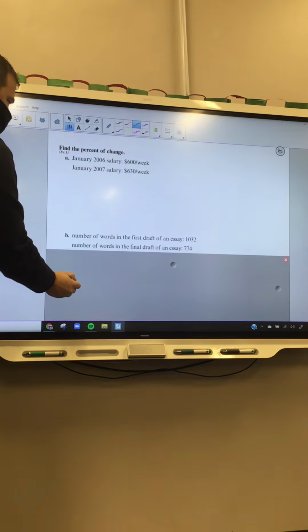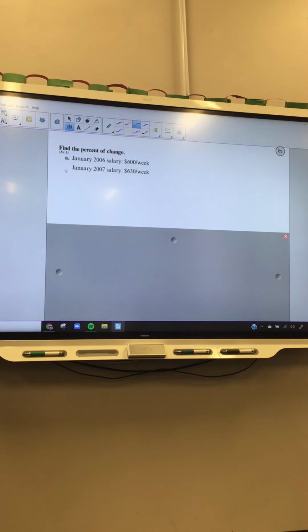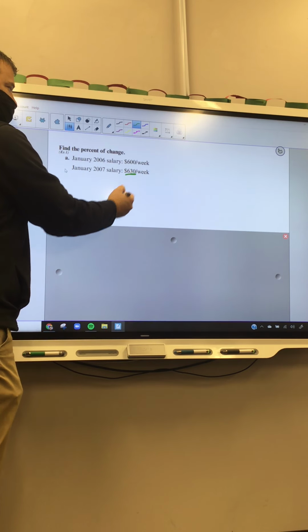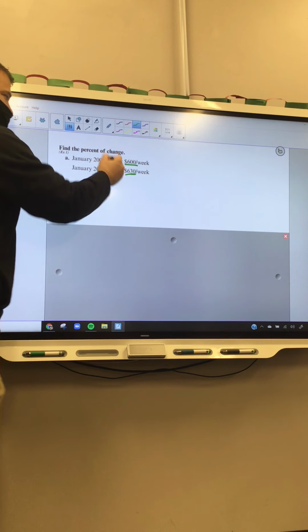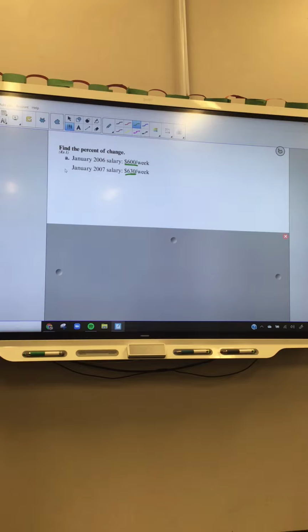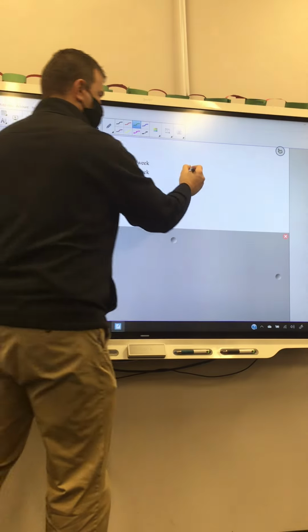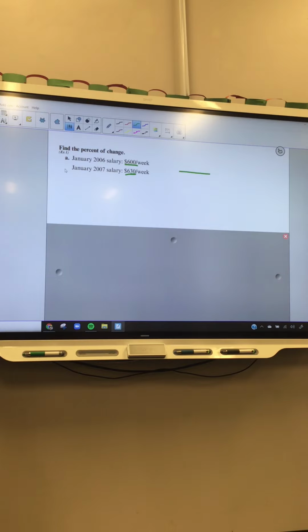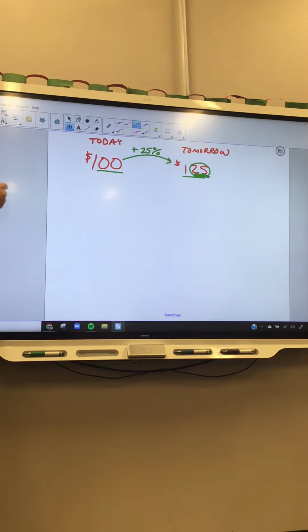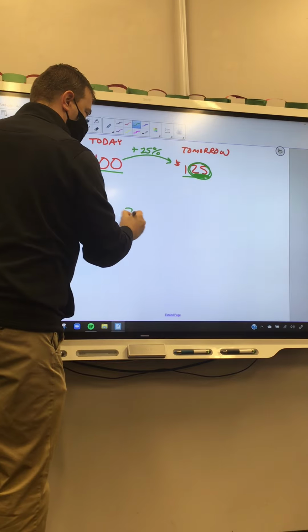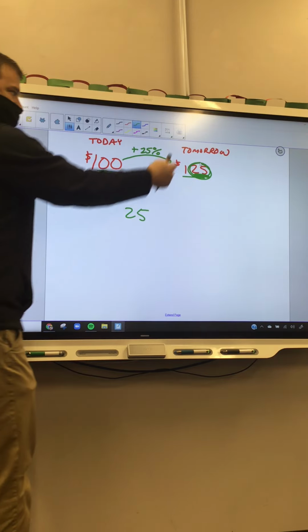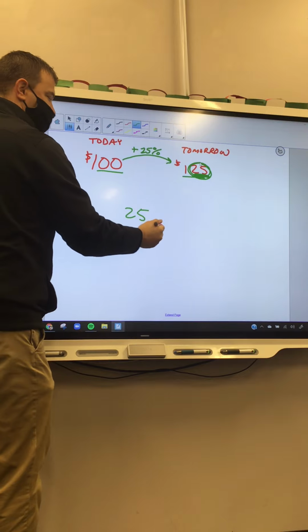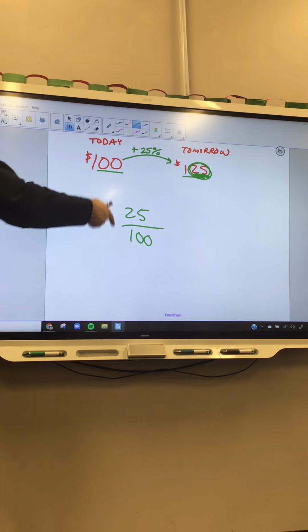So here's how this works. We've got somebody's salary. In January of 2006, their salary was $600 per week. A year later, they got a raise, so now we're going to $630 a week. From $600 to $630. Here's how you can always set this up. You're basically going to create a fraction, and then that fractional piece is going to turn into a decimal. That's kind of what we did back here, right? We had 25, which was the amount of increase. You could get that by asking what's this minus this? And then we took that over the starting amount, which in this case was 100.